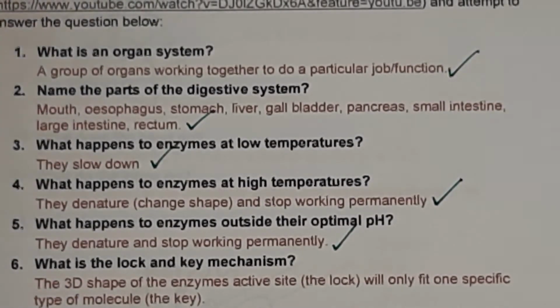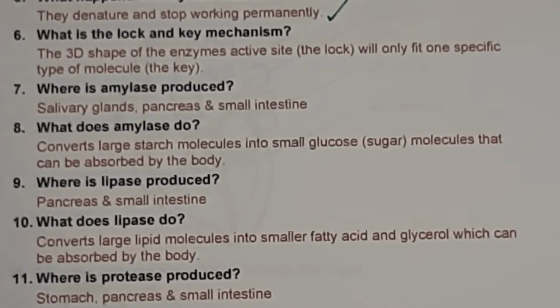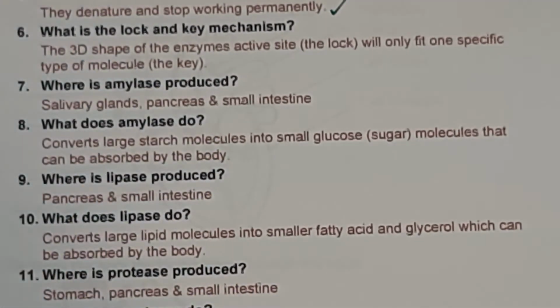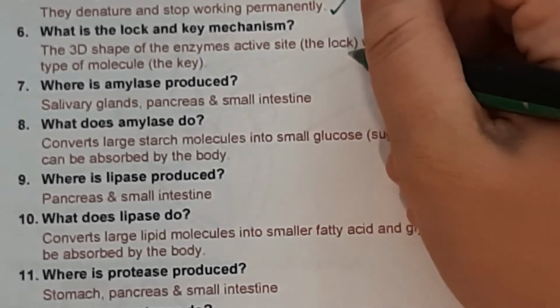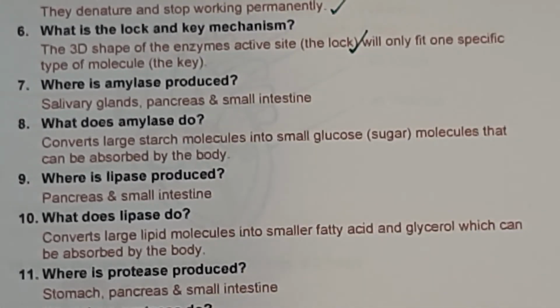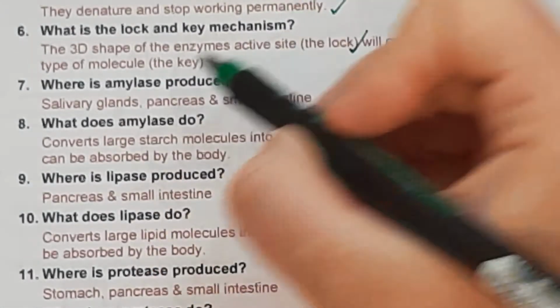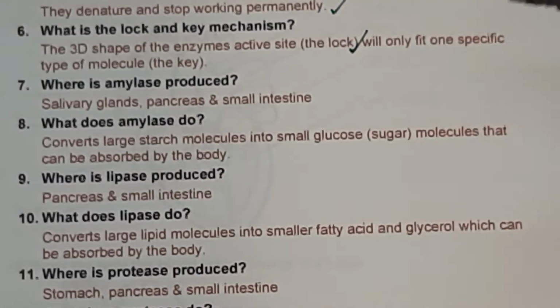Question 6, what is the lock and key mechanism? So the 3D shape of the enzyme's active site, the lock, will only fit one specific type of molecule, which is the key. So it's the idea behind enzymes and molecules, that only one type of enzyme fits one type of molecule. Question 7, where is amylase produced?